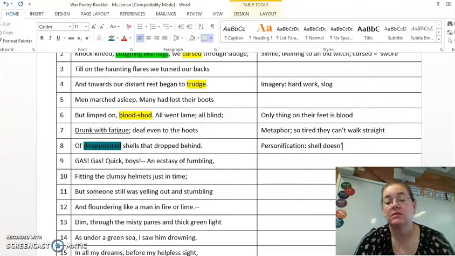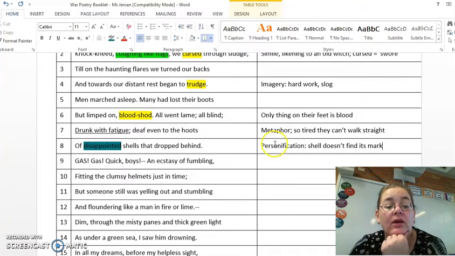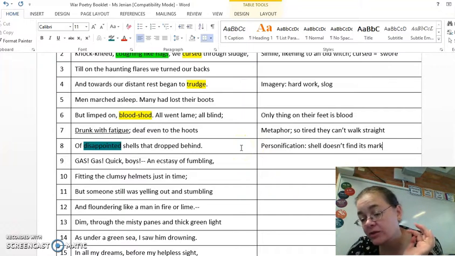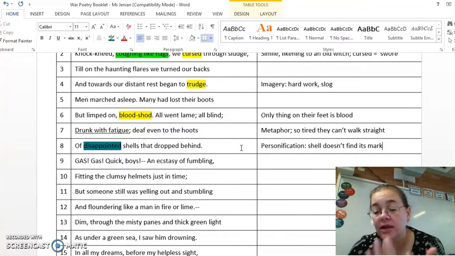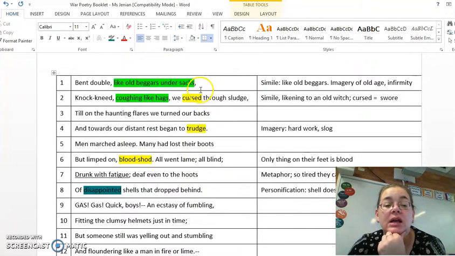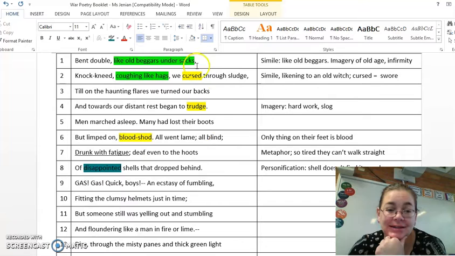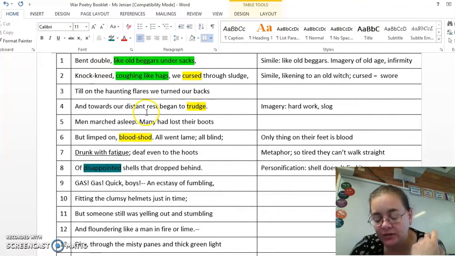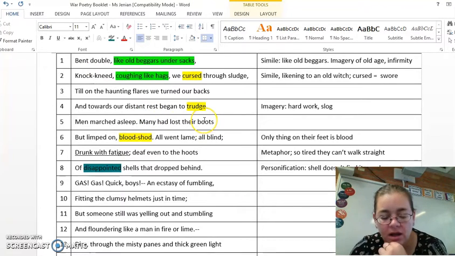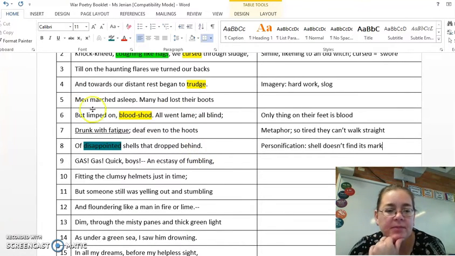Doesn't find its mark. So obviously the shell can't be disappointed, but what he's describing is the fact that the shell's dropping behind them, they've missed their mark, they haven't been hit by them. The other thing about these first 8 lines is the trudging. We've got all this imagery of age and fatigue and hardship and very slow speed. They're limping along, they're sleeping on their feet.